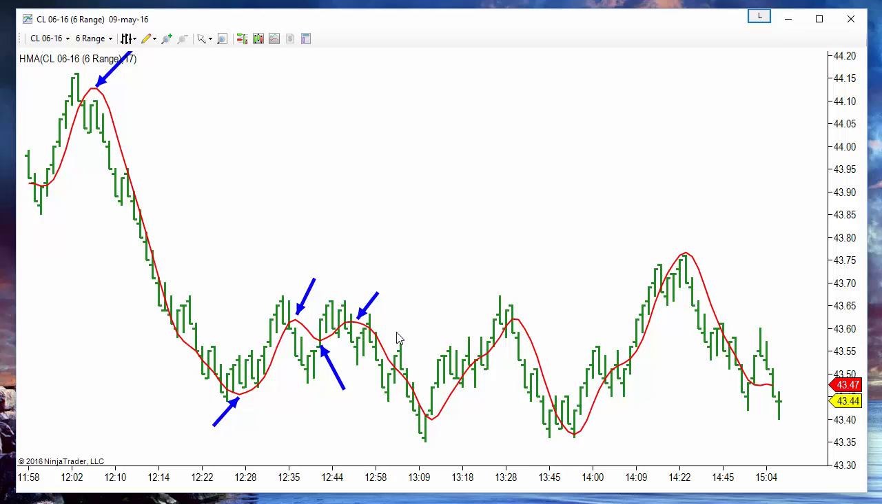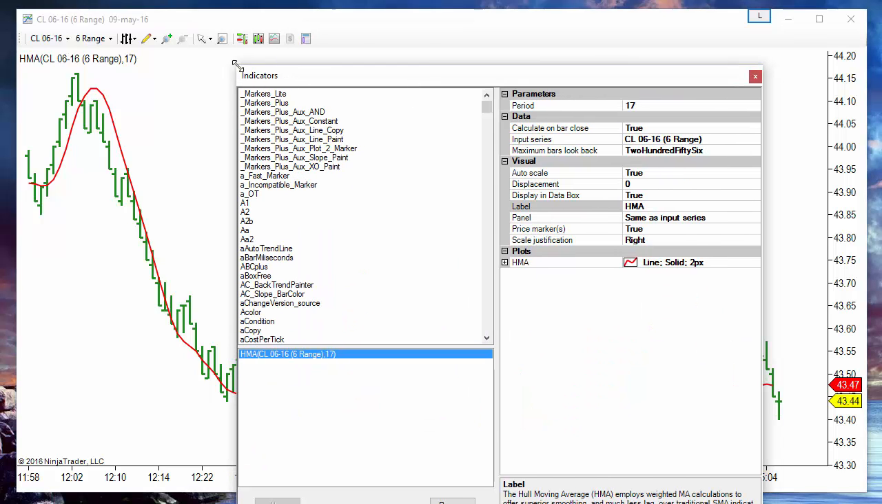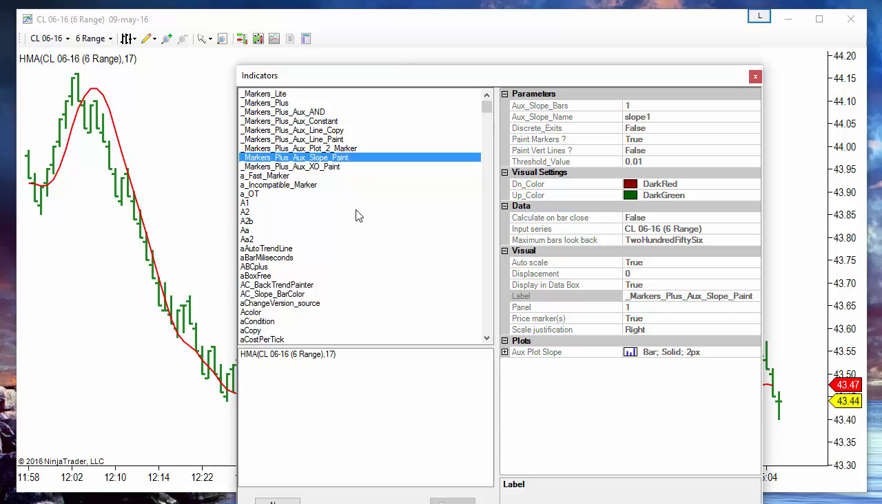So we must fine-tune the period according to the targets we want to achieve, because maybe we may prefer to have a delayed entry but avoid having fake signals. This setup was able to be created using the Marker Plus tools, using the slope indicator.